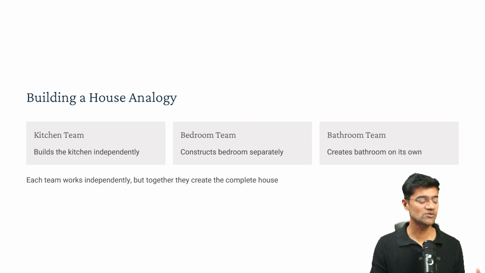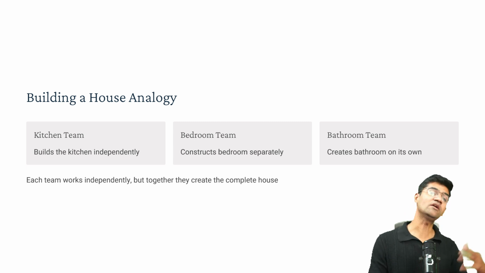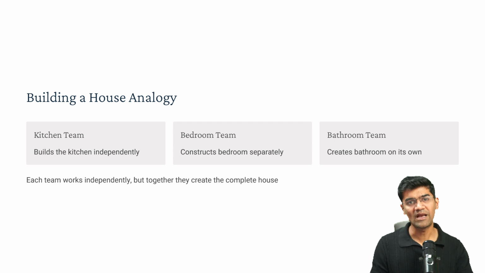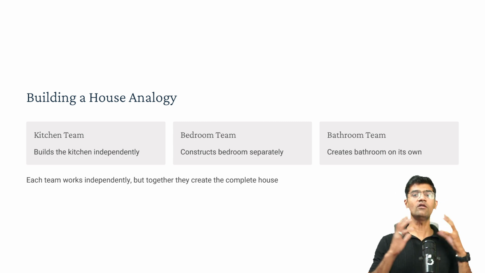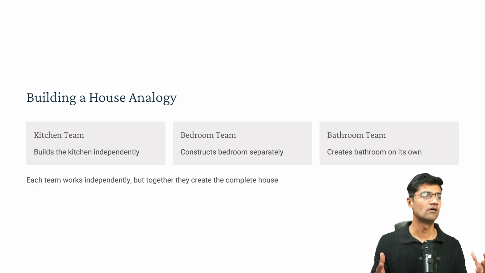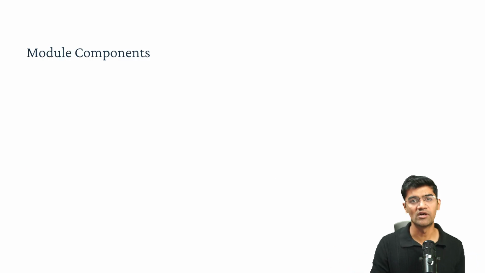Similarly, in OutSystems as well, user is a module where we will be handling user specific stuff. Order is a specific module where we will be handling order specific stuff. And payment will be a separate module where we will handle payment mechanisms, right? And all these modules together will build an ERP system. So let's understand the module components.